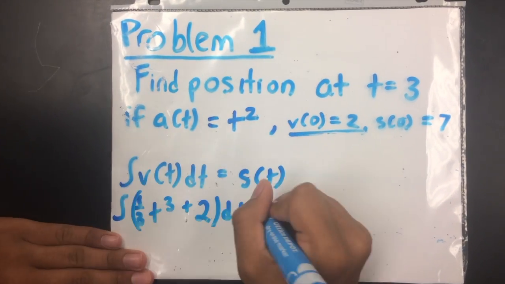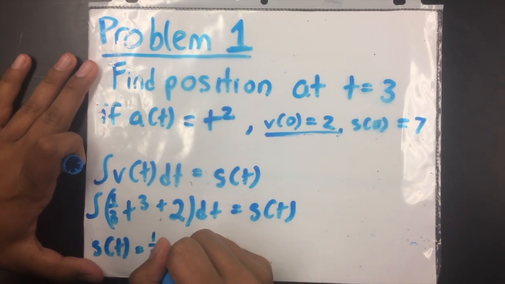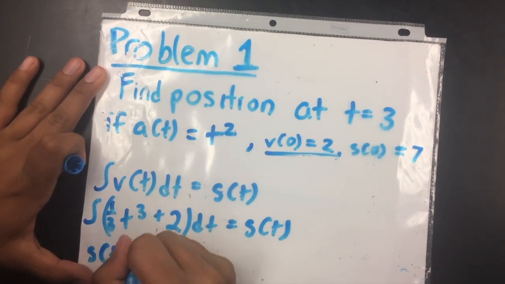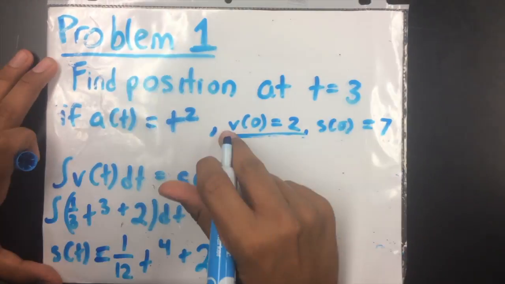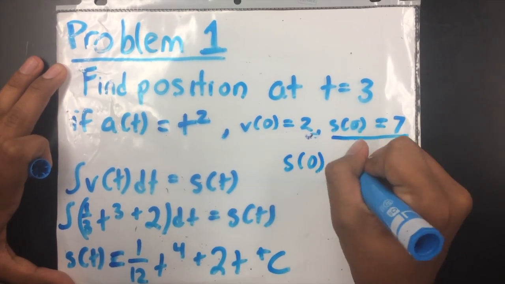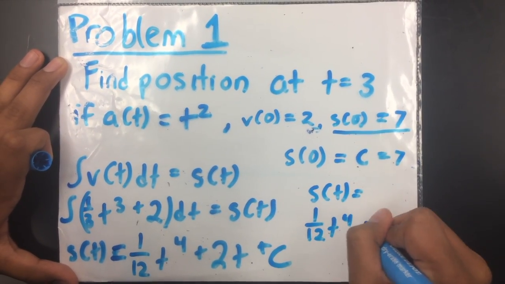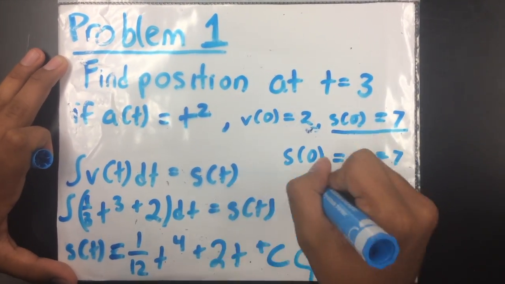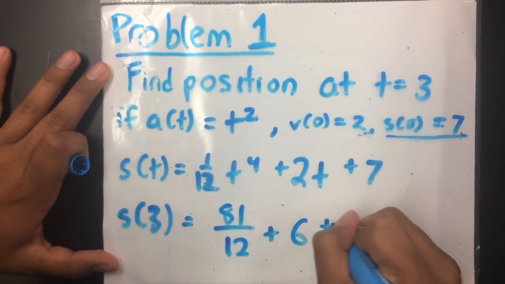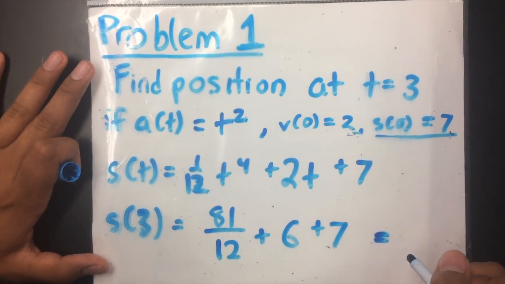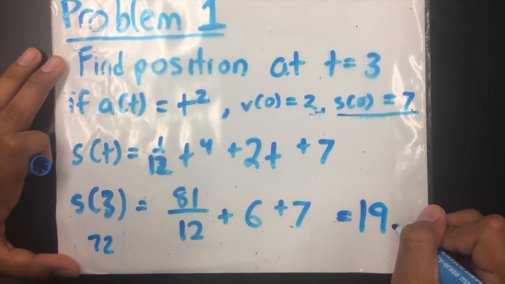So we integrate (1/3 t squared plus 2) dt and get the position. That becomes 1/12 t to the 4th plus 2t plus c. Make sure when you're writing this out that you include the parentheses around the velocity, because the form wouldn't be right without it. Then we use s of 0 equals 7 to find s of t equals 1/12 t to the 4th plus 2t plus 7. However, read the problem. We are not done because it tells us to find the position at a specific time, which is t equals 3. So when we plug in s of 3, we get 81/12 plus 6 plus 7, which ends up being 19.75.